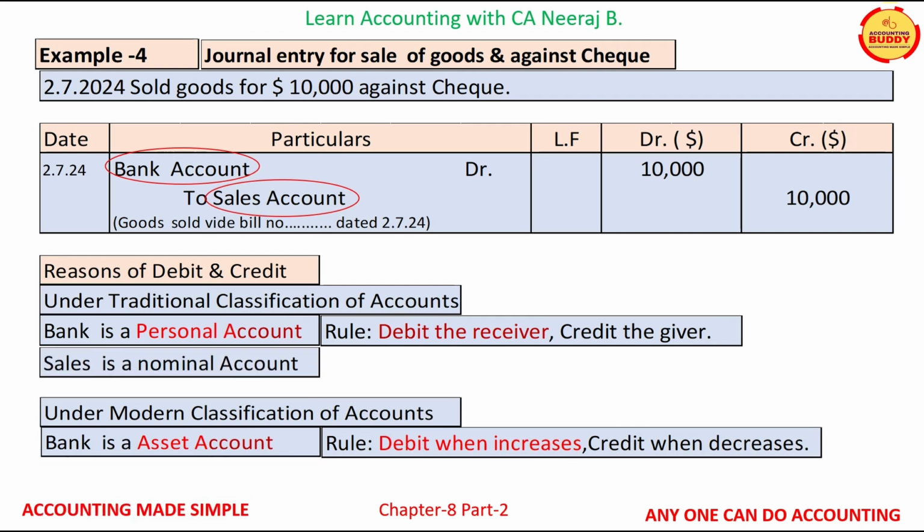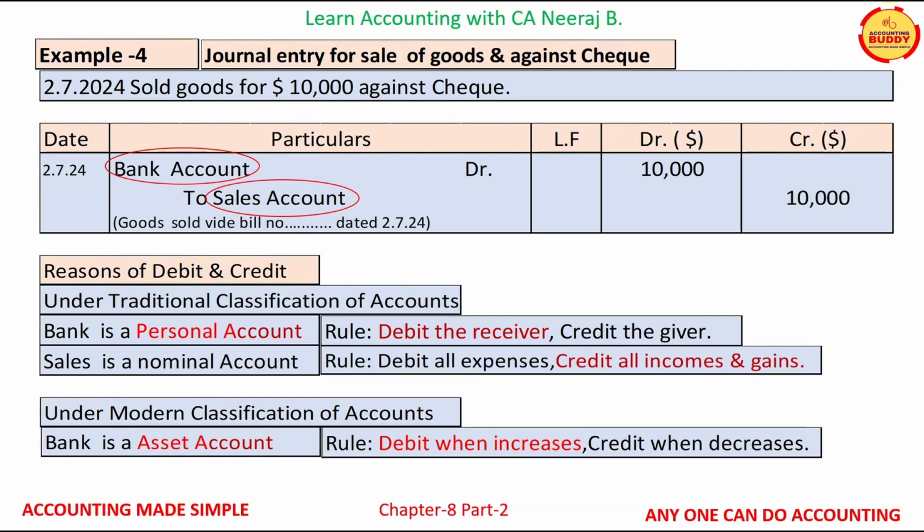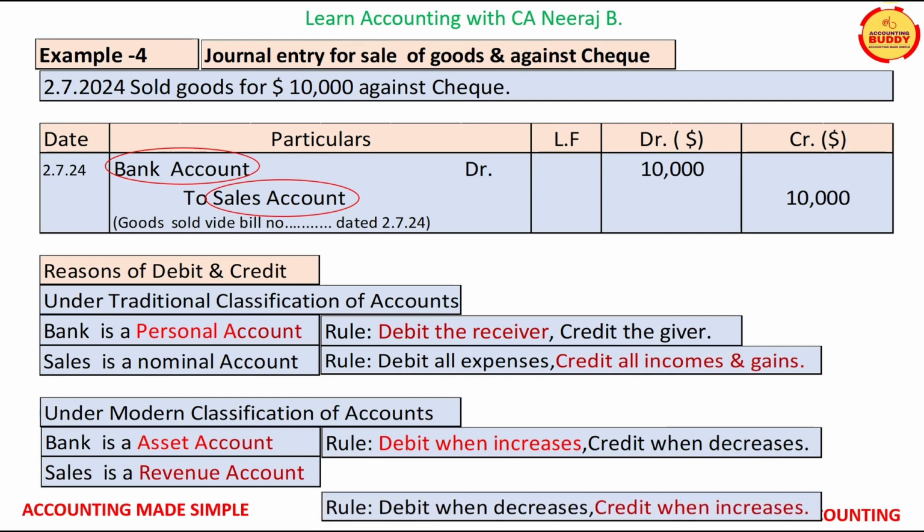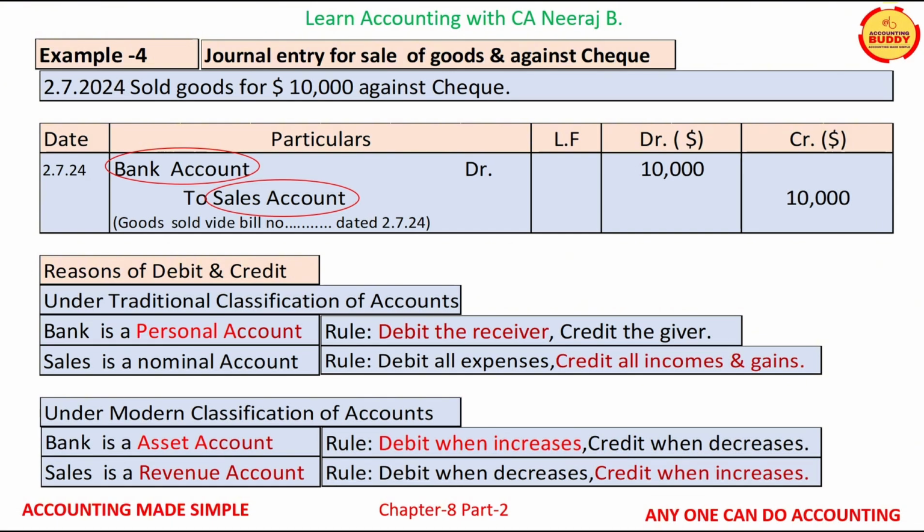Sales is a nominal account under traditional classification of accounts. Rule of nominal account is debit all expenses and credit all incomes and gains. In this transaction, sales is increasing, therefore sales account is credited. Under modern classification of accounts, sales is a revenue account, and rules of revenue account is debit when revenue decreases and credit when revenue increases. In this transaction, revenue is increasing, therefore sales account is credited.